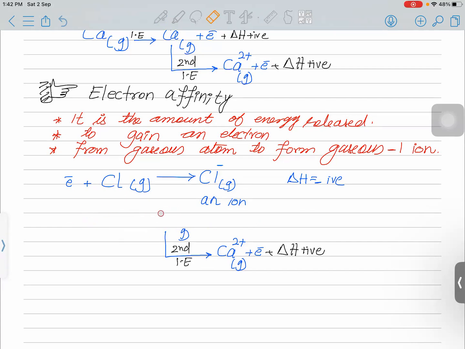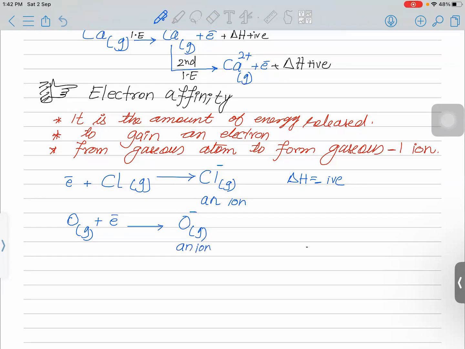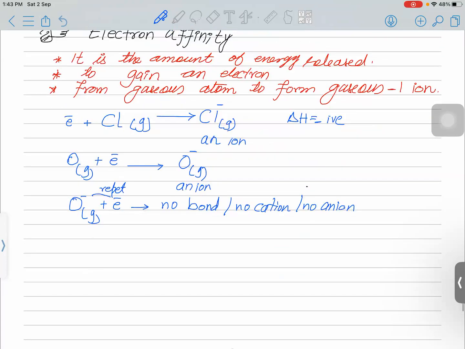Similarly, oxygen gas needs 1 electron. So it becomes O minus gaseous anion. When a second electron is added, they repel. No bonding, no cation, no anion. Are you getting my point or not? Yes, sir. Because negatives repel.